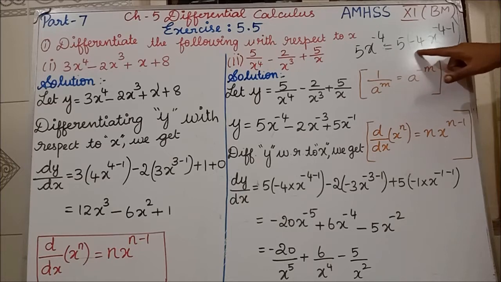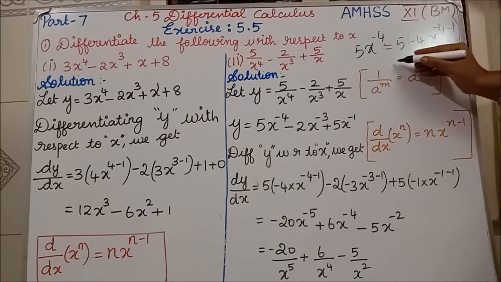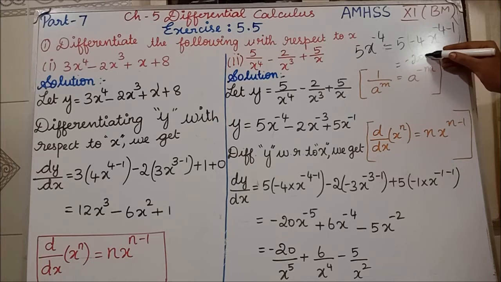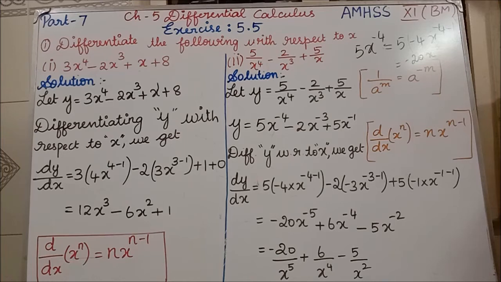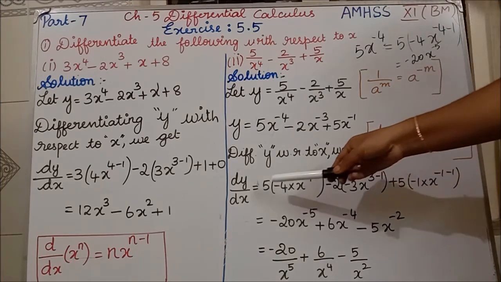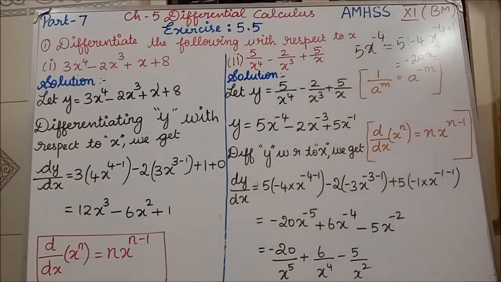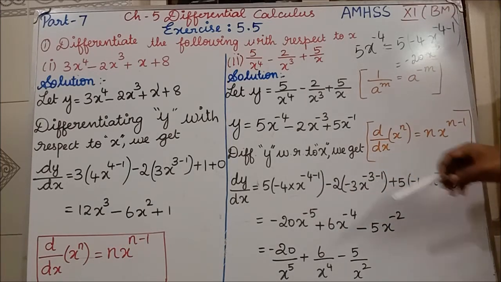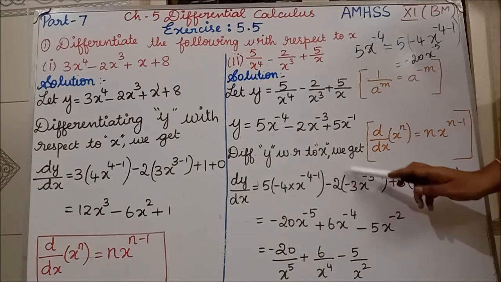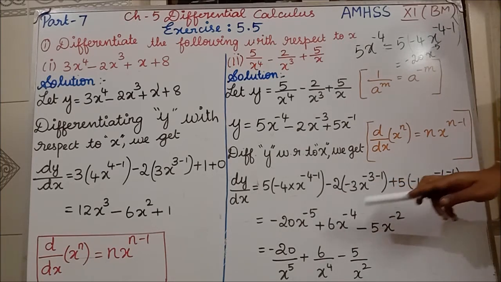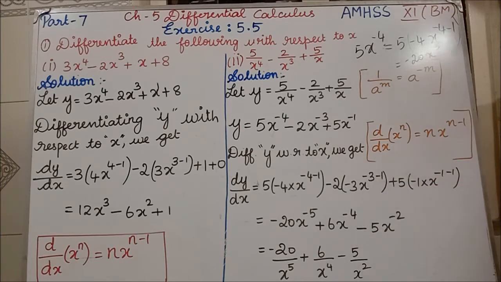The next step, what will it become? 5 fours are 20. This minus is there, so you will get minus 20 x power minus 4 minus 1, which is minus 5. Same thing I have written here. Next step, 2 3s are 6, minus into minus becomes plus, x power minus 3 minus 1 is minus 4. Clear? The next step, 5 ones are 5, x power minus 1 minus 1 is minus 2. Clear?